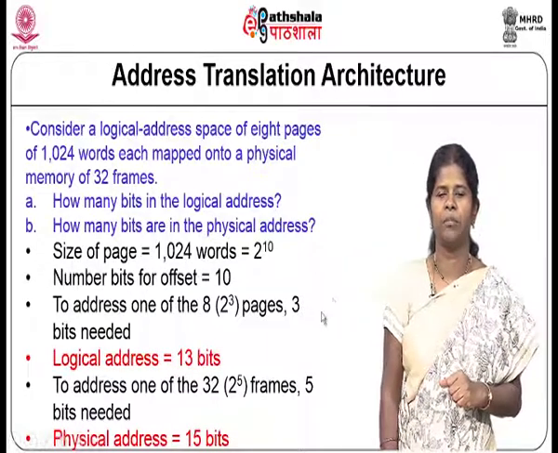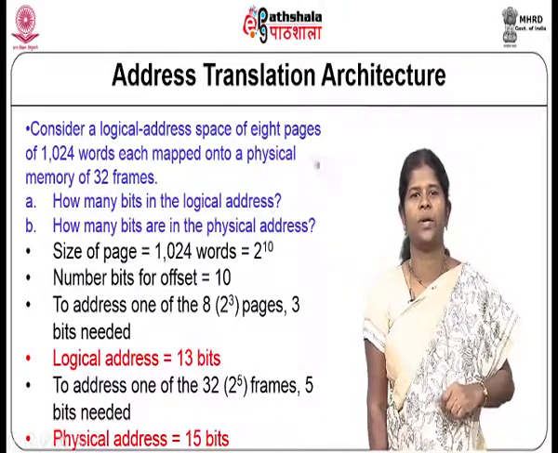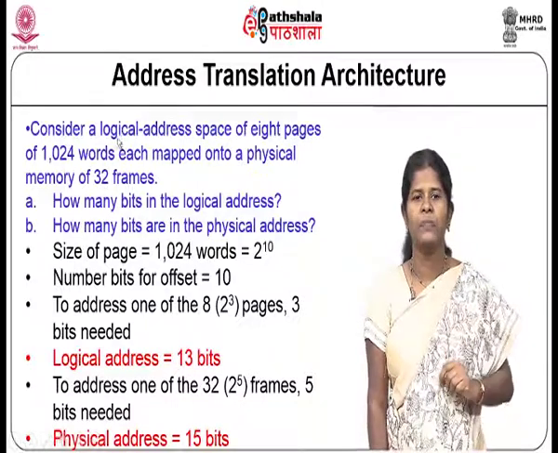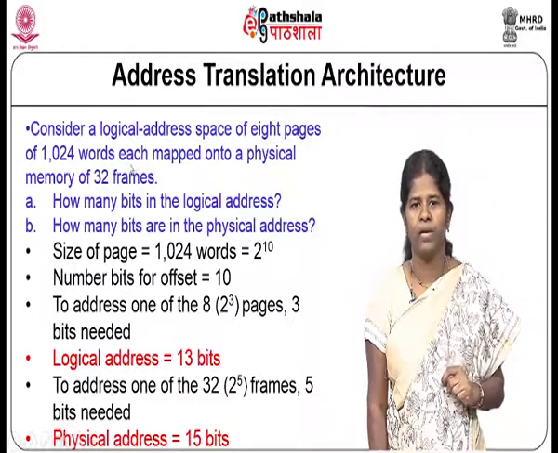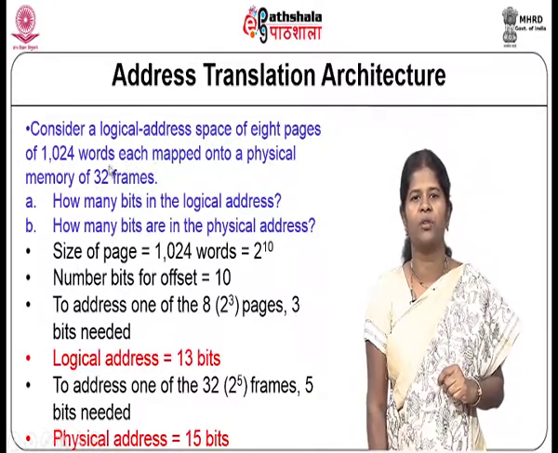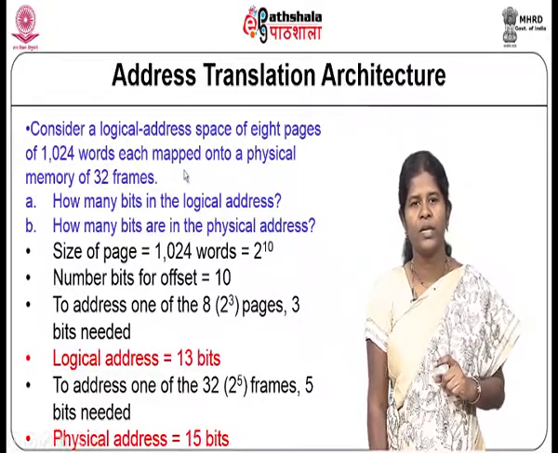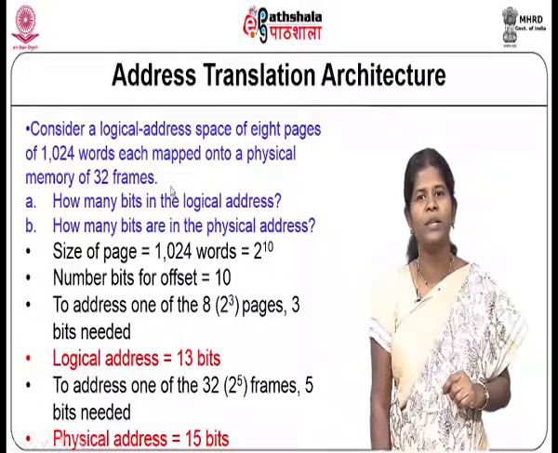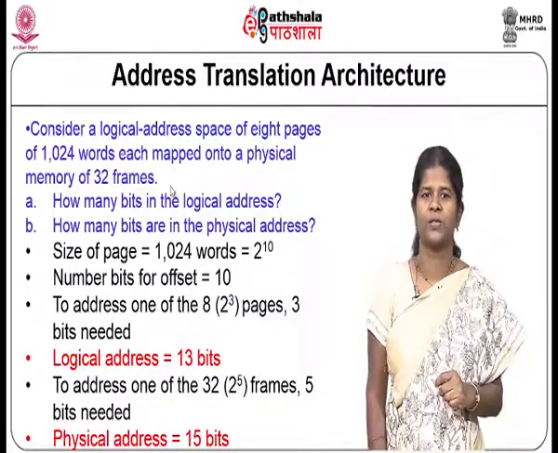Now, we see an example here. Say consider you have a logical address space of 8 pages and each page is of 1024 words, that is 1 kilobyte, and each is mapped onto a physical memory of 32 frames. So, what is the data, and we need to find out how many bits will be there in the logical address and how many bits will be there in the physical address.